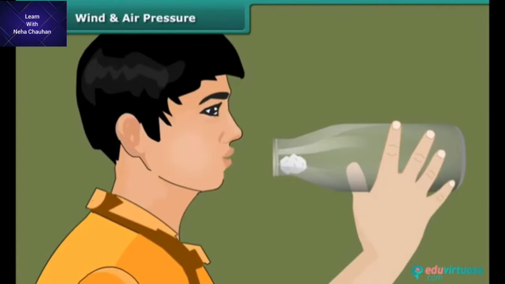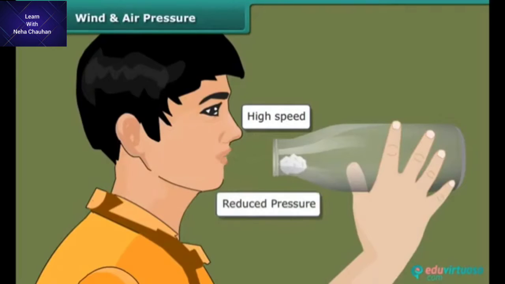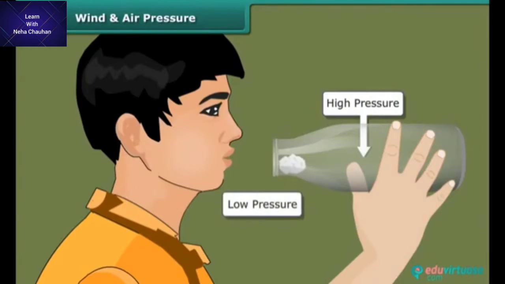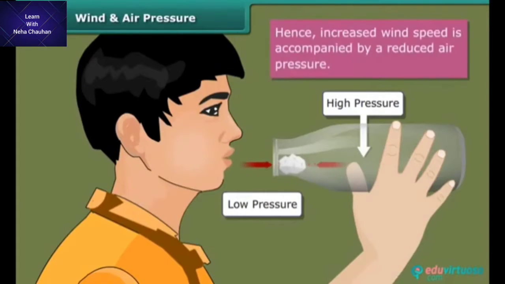Actually, when we blow, the air near the mouth has higher speed. This decreases air pressure. The air pressure inside the bottle is higher. When we blow the ball to the bottom, the air inside the bottle pushes the ball out. So, we can conclude that increased wind speed is accompanied by reduced air pressure.